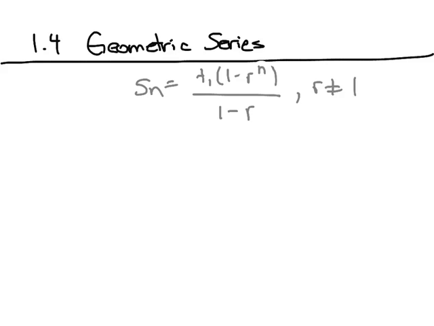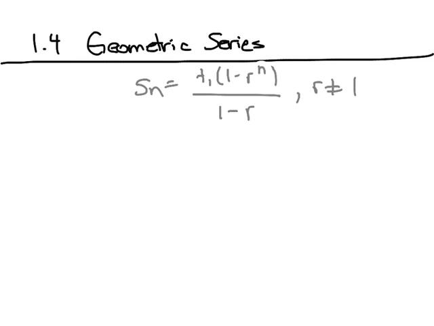Geometric series is the sum of all the terms in a geometric sequence. And remember, a geometric sequence goes up by multiplying by a common ratio. So the sum of the series will equal your first term times 1 minus your ratio to the power of the number of terms, divided by 1 minus the ratio, and r cannot equal 1 because that would make it undefined, 0 on the denominator.